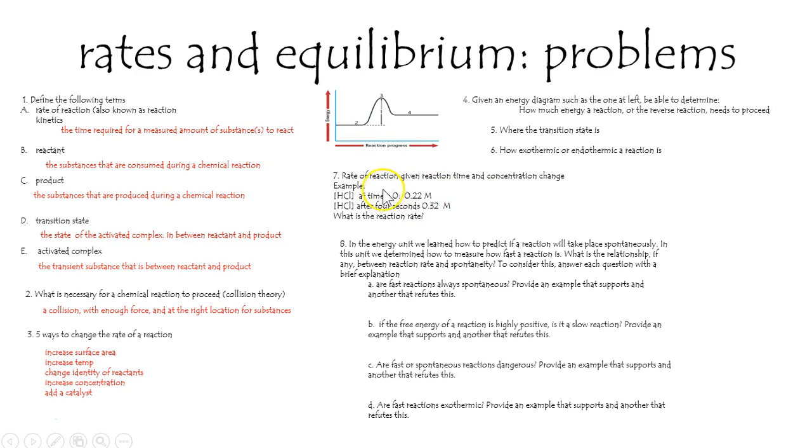Here's some data, and given that, find the rate of the reaction. Well, first you need the change in concentration, which looks like it's 0.1 molar over time, which is 4 seconds. That gives us a rate of 0.025 molar per second, which, since we only had one significant figure for the time, we could round to one significant figure.